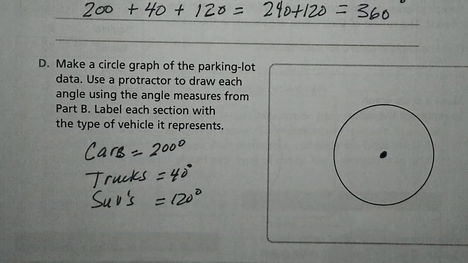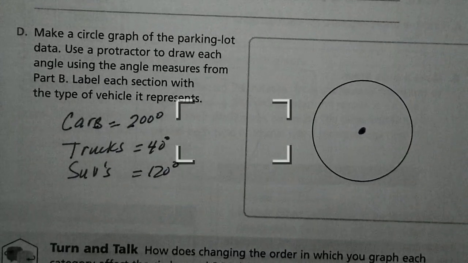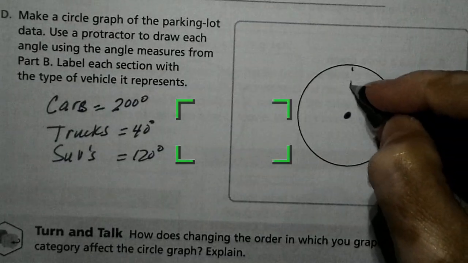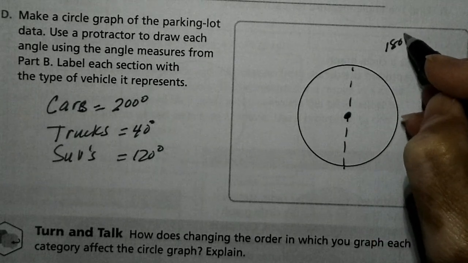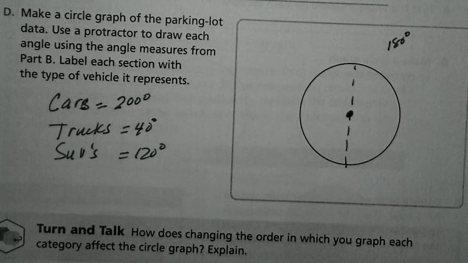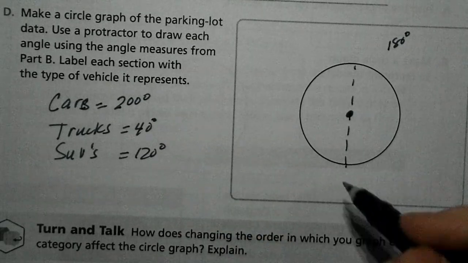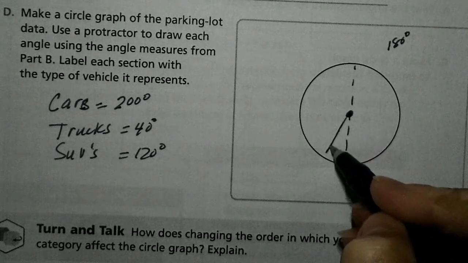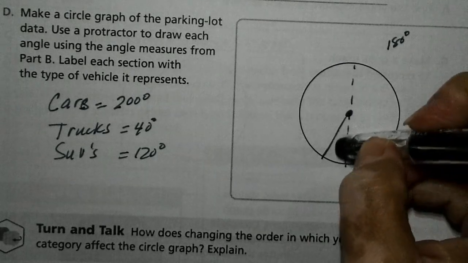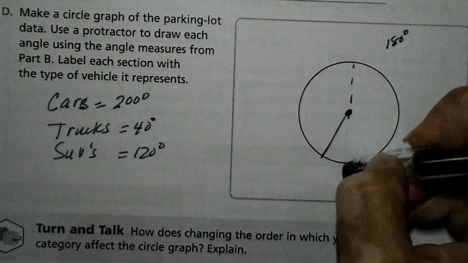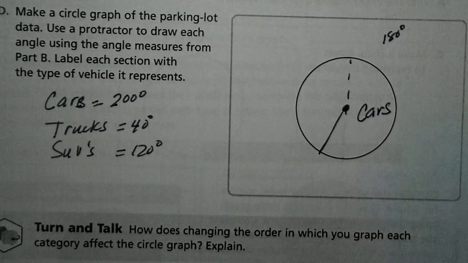Okay, so I can remove that other paper. I don't need it anymore. All right, so we know that if I go straight down, right, that is 180 degrees. I know that cars is 200. So that means I need about 20 degrees. So I'm just going to guess that that's about 20. And I'm going to erase that little dotted line. And I'm going to say that this is cars.